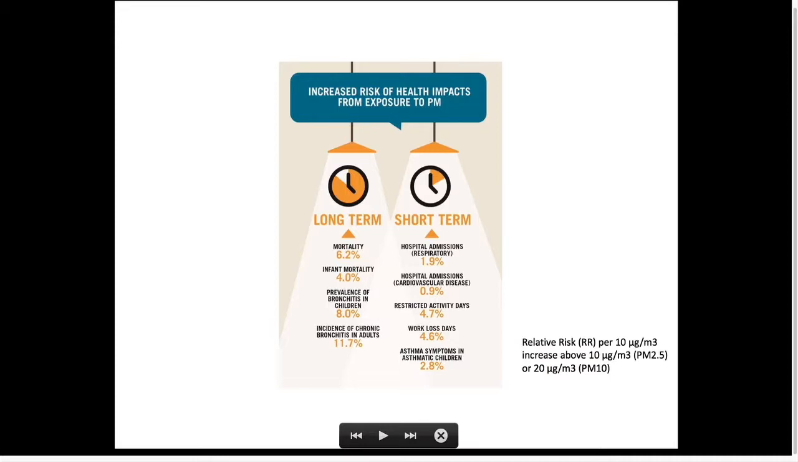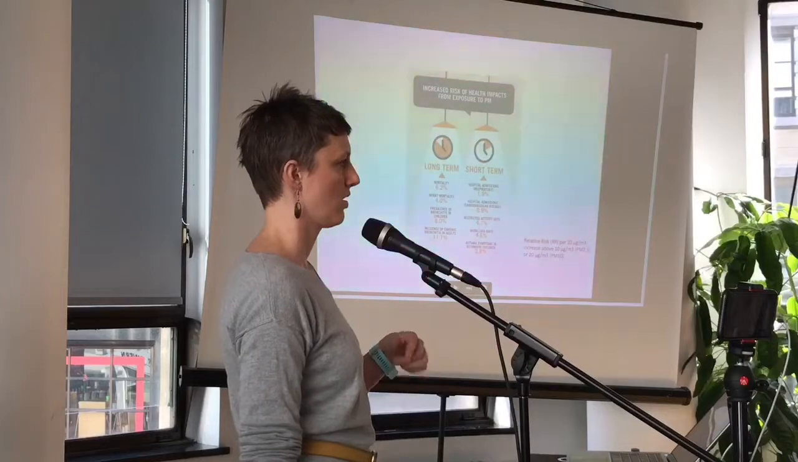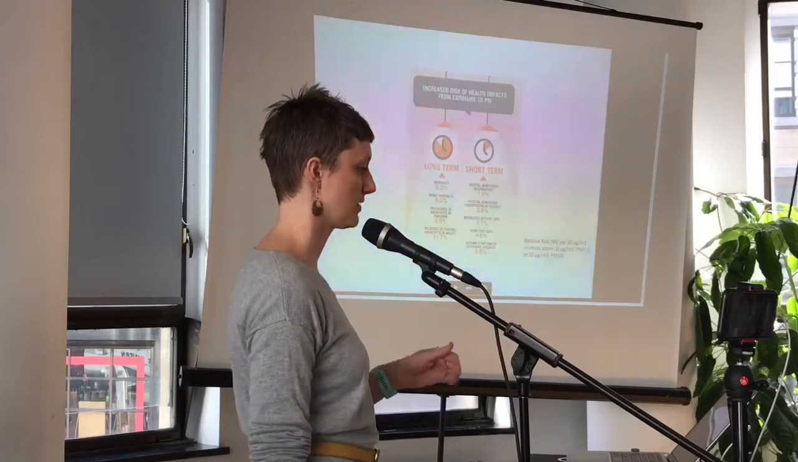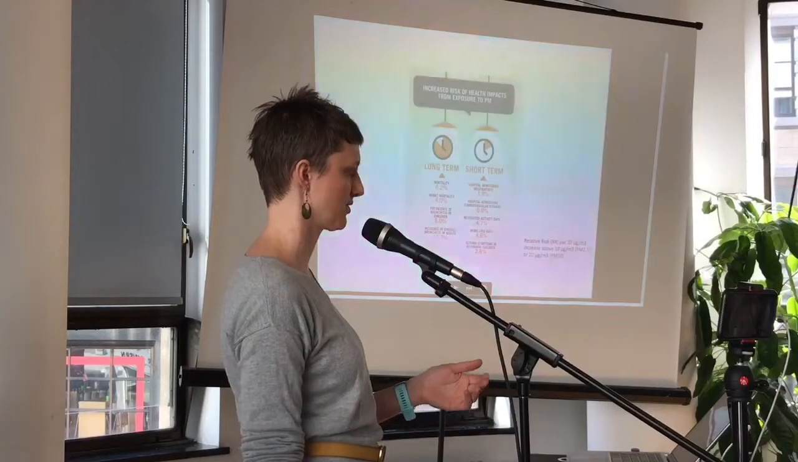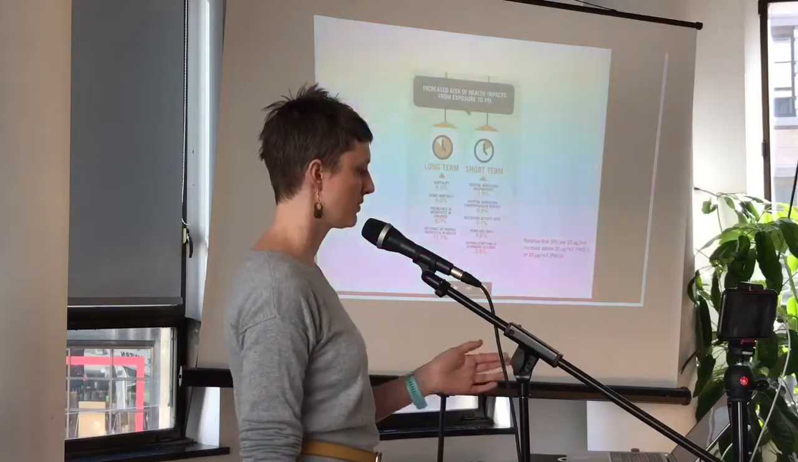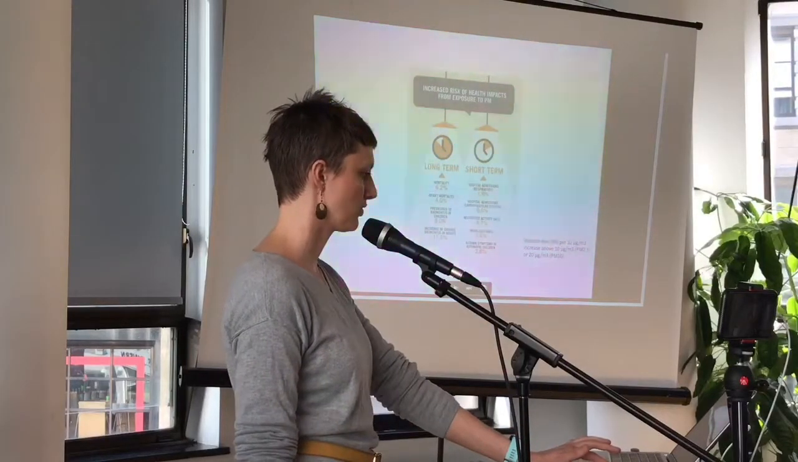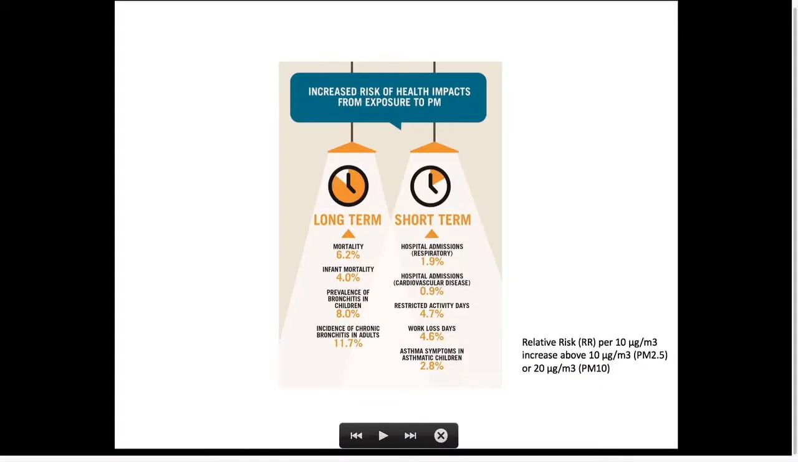This might not seem like much, 6.2, but if you take the whole of Belgium and calculate how many Belgians are exposed to concentrations higher than 10 micrograms per cubic meter, you will get a pretty high number. The same goes for infant mortality, prevalence of bronchitis, asthma attacks, hospital admissions, and so on.